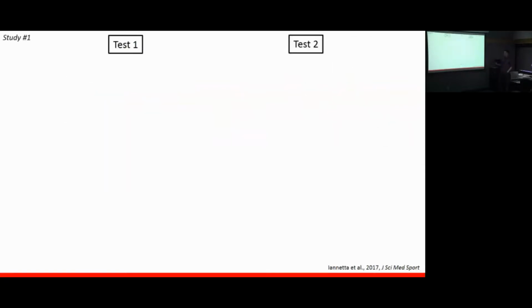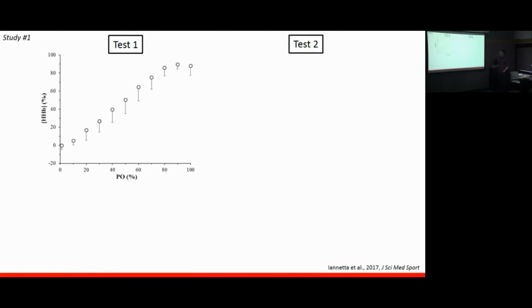And we simply did 2 testing sessions. So participants would come in our lab and would be tested during the ramp incremental test. And what we found was that the HHB has, again, showed this linear increase and a plateau towards the end, and the breakpoint occurred at 80% of the peak power output.